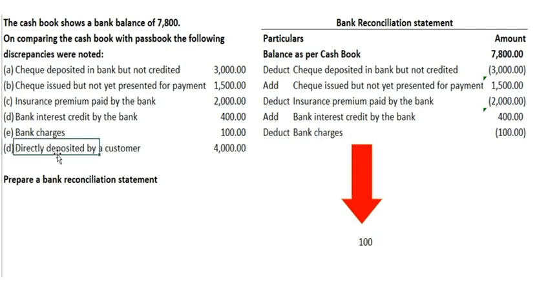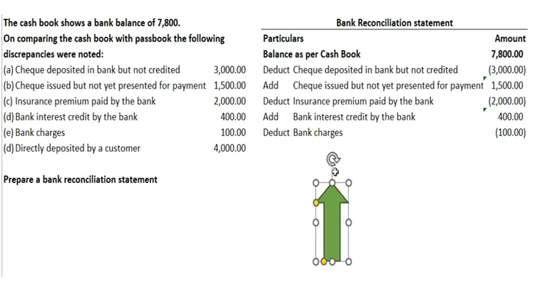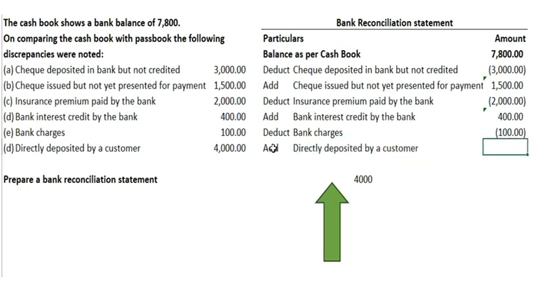Next, direct deposit by a customer. Direct deposit means one of our customers directly paid the amount into our bank account. Obviously, our bank balance increased. The bank increased our balance by 4,000. Now we started from the accountant's record and need to reach the balance of the bank. For that, we need to do what the bank has done. The bank increased our balance, so we also have to increase.